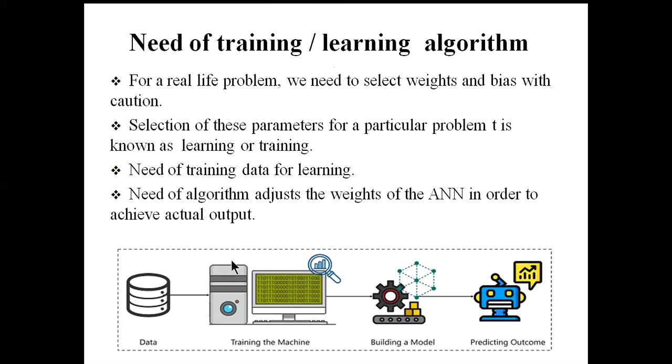So consider the first scenario, the fingerprint lock. Remember, whenever we use a fingerprint lock system, initially we give five samples of our finger. So that is the initial data. That initial sample of your fingerprint is used as the training data.